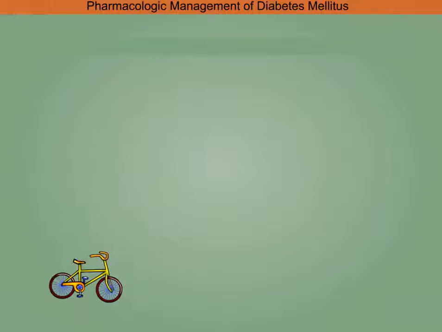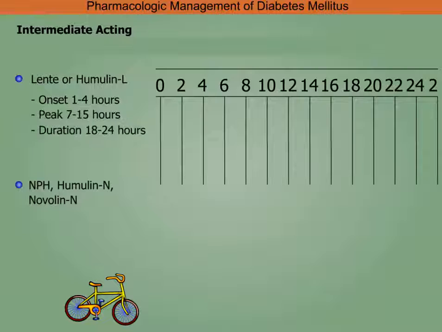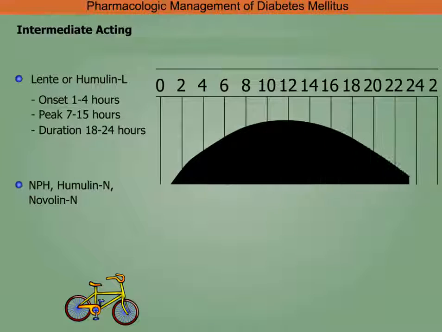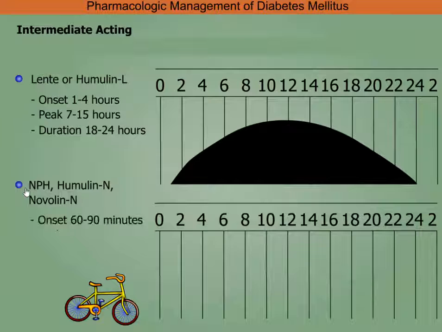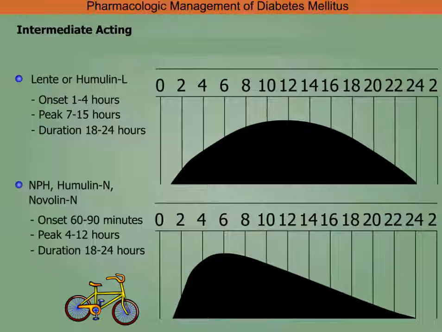Intermediate acting. Lente or Humulin L. Onset in 1 to 4 hours, peak in 7 to 15 hours, with a duration of 18 to 24 hours. NPH, Humulin N, and Novolin N. Onset in 60 to 90 minutes, peak in 4 to 12 hours, with a duration of 18 to 24 hours.